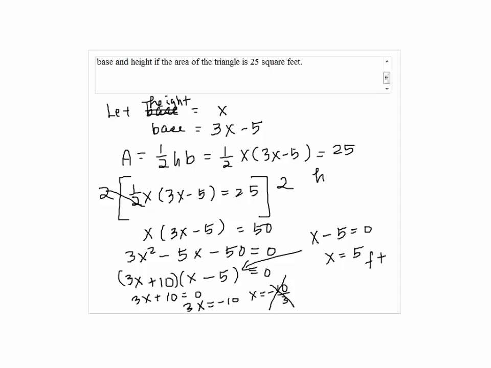So the height is 5 feet. And the base is 3 times the height, which is 5, minus 5. That will give us 10 feet.